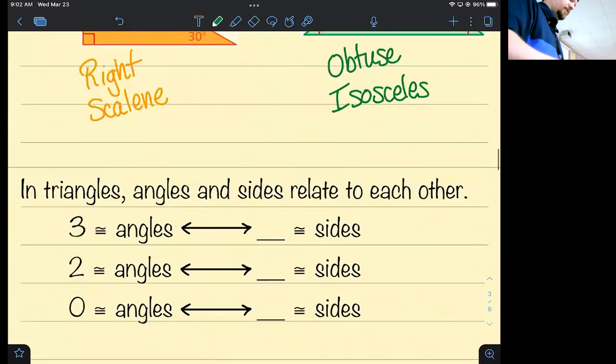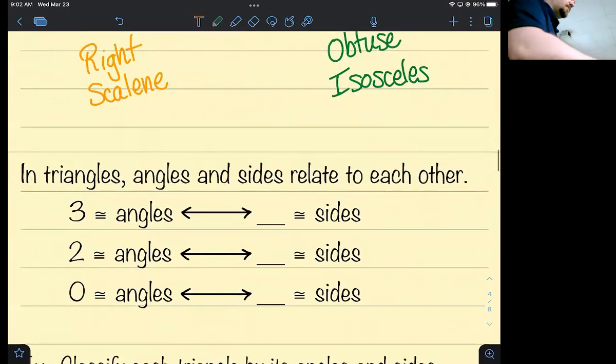So that's the next part of our notes. That's not just a pattern. That's always true. In a triangle, angles and sides relate to each other. If you have 3 congruent angles, you'll have 3 congruent sides. That's why we said that every equiangular triangle is also going to be equilateral, every one of them.